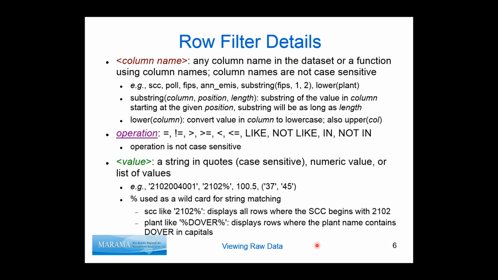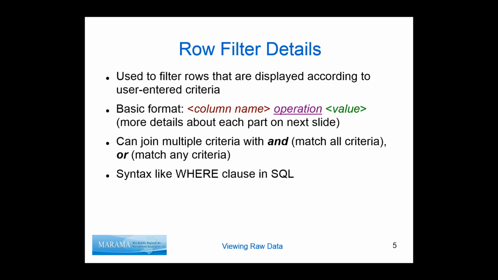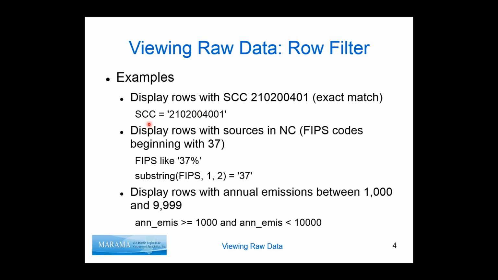So that is the general overview of these row filters. I'm going to go back just 1 second to these examples. Again, we talked about how you give it the column name, which in these examples is SCC, FIPS, and annual emissions. You give it an operation, which could be equals for an exact match, like for a string match with wildcards, or greater than or equal for a numeric comparison, and then you give it the value that you want to check against. So SCC exactly equals this string, or the FIPS is like this string with the wildcard in it.